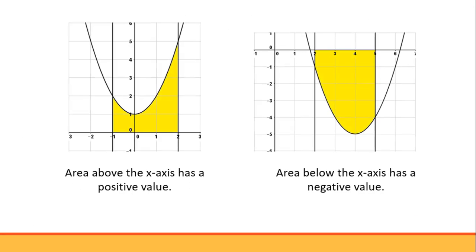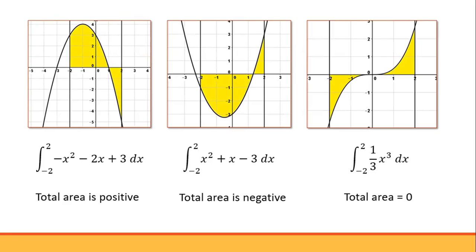Now let's revisit an idea from before, which is that area above the axis has a positive value and area below the x-axis has a negative value. We use that to look at graphs like these, where we said that the first graph would have to have a total area that's positive because more area was above the x-axis than below. The second one would have a total area that's negative because there's more area below the x-axis than above. And the third graph would have an area of 0 because there's equal areas above and below the x-axis.